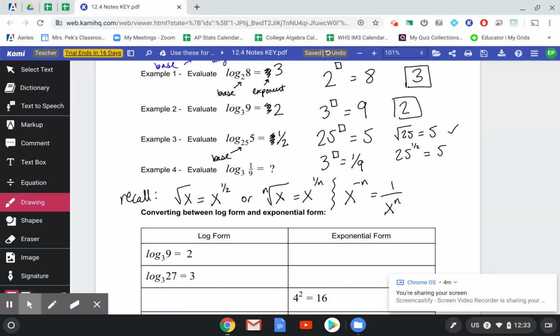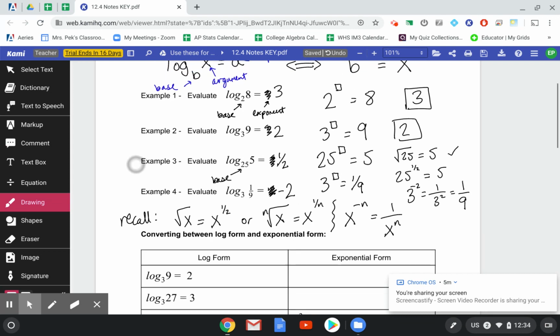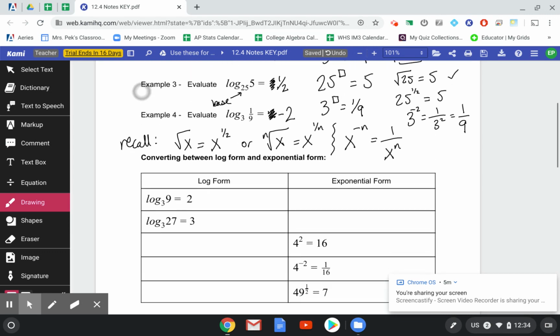So anytime we have a base that's a whole number, I guess, an integer, and we have an exponent that we need to find so that it equals a fraction, that exponent is going to end up being a negative number. So 3 to the negative 2 power is 1 over 3 squared, which ends up being 1 over 9. So I'm going to have a negative 2 here. So if you look at the type of numbers I can have that a log can equal, there's a lot of options. I can have positive numbers, negative numbers, whole numbers, fractions.